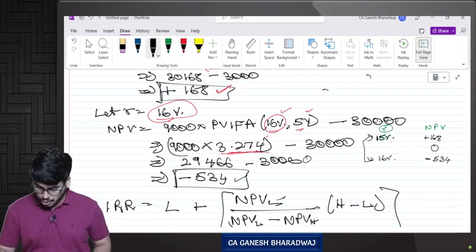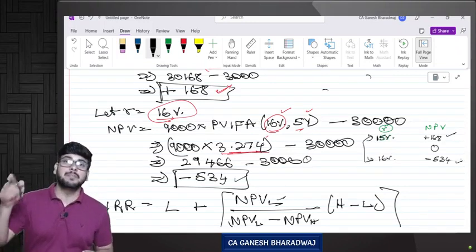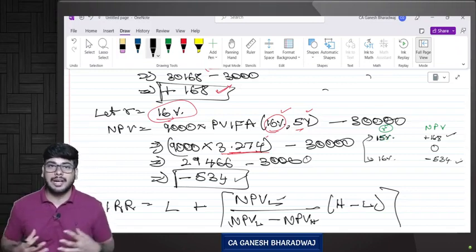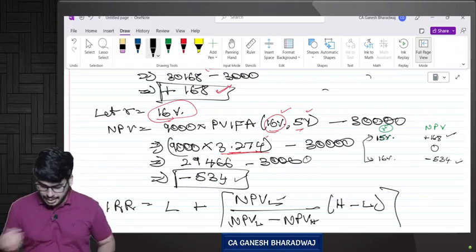How do we know that? Because 15 percent has a positive NPV, and 16 percent has a negative NPV. I want the NPV to be equal to 0. Correct. So it lies in between that. Correct or not? Yes. So very simple.